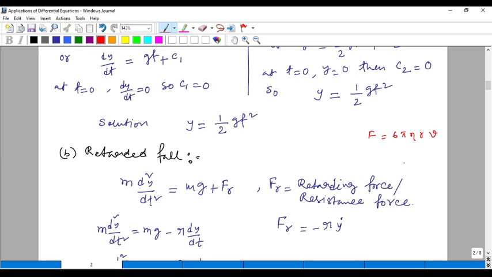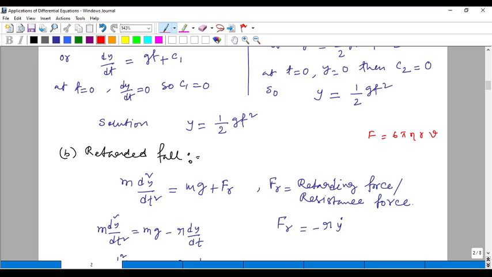So in this situation we can write this retarding force, that is the resisting force, or you can say the frictional or viscous force, as minus r into y dot. Here minus r means it is directed opposite to the direction of motion of that particle. That is why it is minus here.